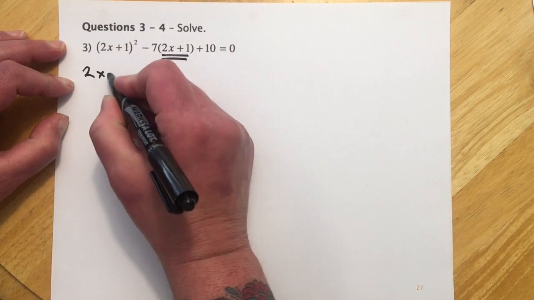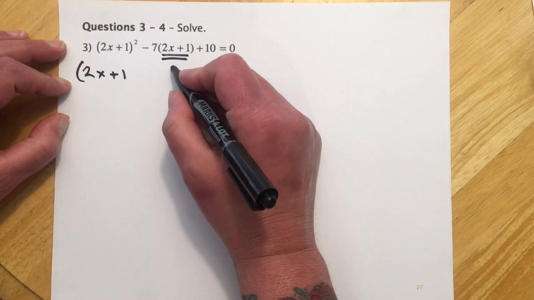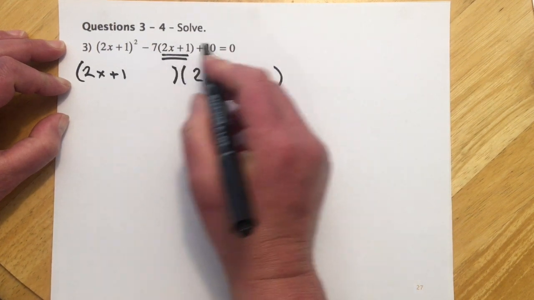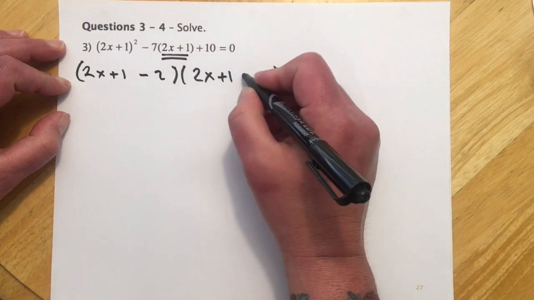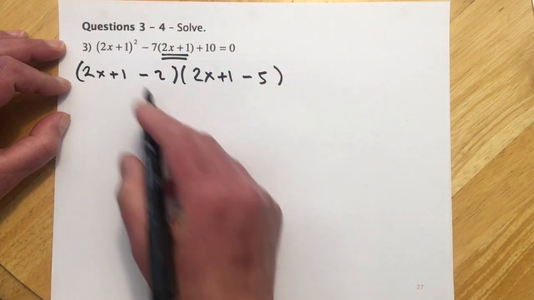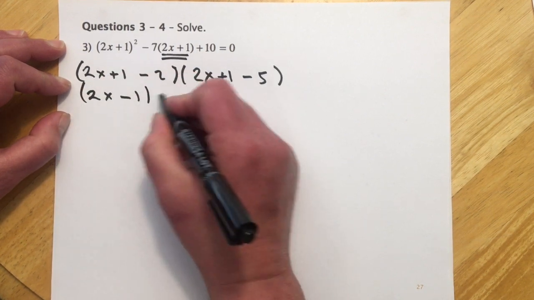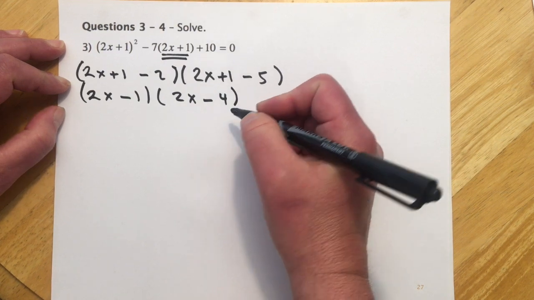So I'm going to go 2x plus 1. So it's just like writing down my x and my x that I would normally do. 2x plus 1. Then looking for two numbers to multiply to 10 and add to be 7. So that'll be a negative 2 and a negative 5. And then just cleaning this up a little bit, 2x minus 1, and this will be 2x minus 4.